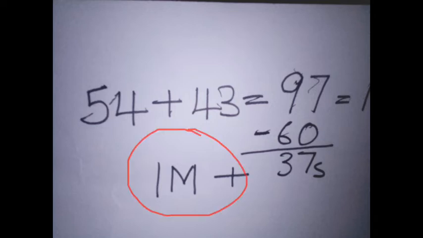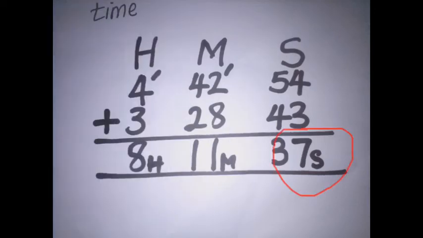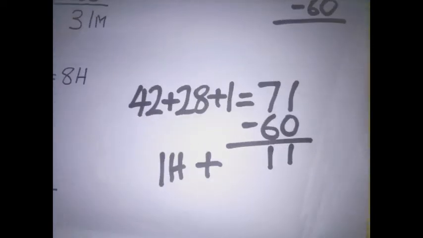So 1 extra minute is then carried to the minute side. Alright? As you can see, 37 seconds has been written under seconds. 1 has been carried to the minute side. So the next thing we are going to do is to add up the minutes, that is under the M. So we are going to have 42 plus 28 plus 1 equal to 71.